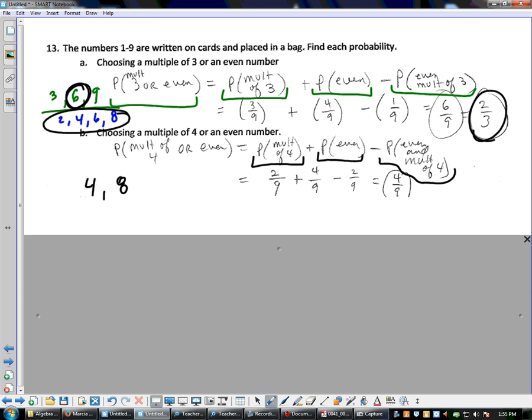And what's the probability of drawing an even and a multiple of 4? Well, the multiples of 4 are both even, so it's the same 2 numbers out of 9 numbers. So that means that you're going to have minus 2 over 9. So 2 over 9 plus 4 over 9 minus 2 over 9 leaves us just with 4 over 9 as our answer.